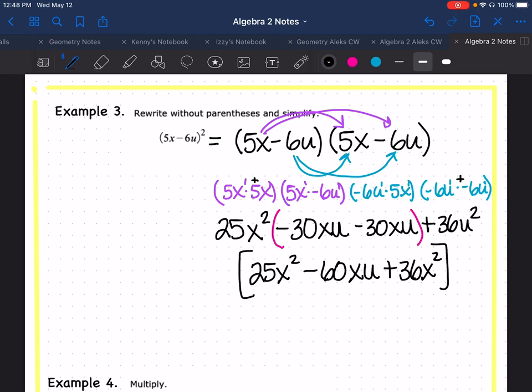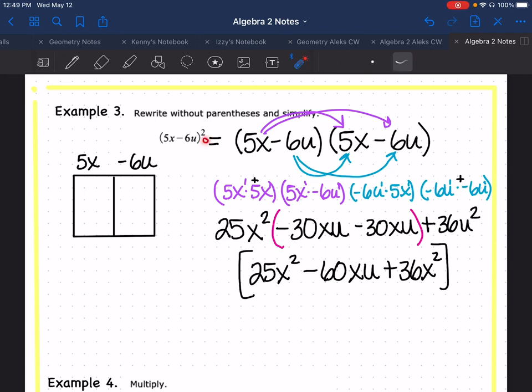What you could also do is use the box method to multiply. You could use what is called the box method to multiply, which means you're going to make a box. And you're going to split this box into the terms that your parentheses have. So my parentheses have 2 terms. So I'm going to split it right like this. And I'm going to put the 5x here, and I'm going to put the negative 6u here.